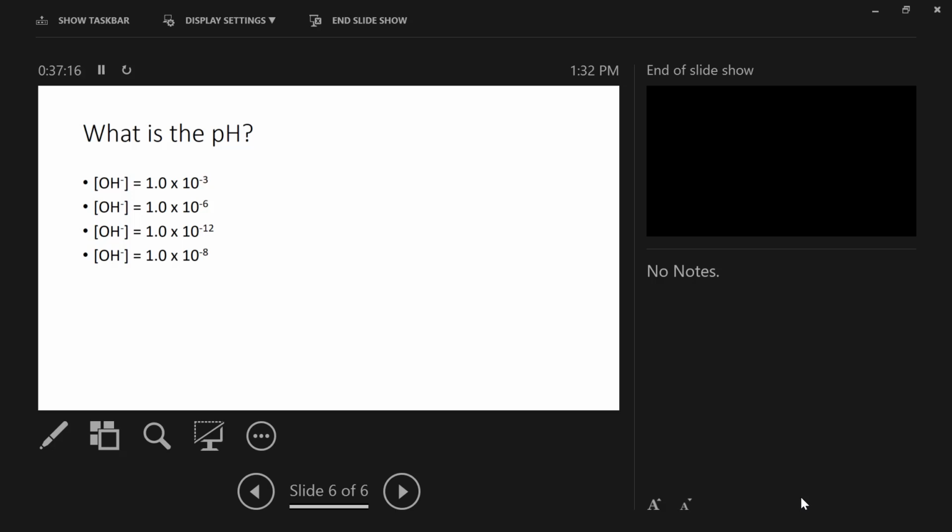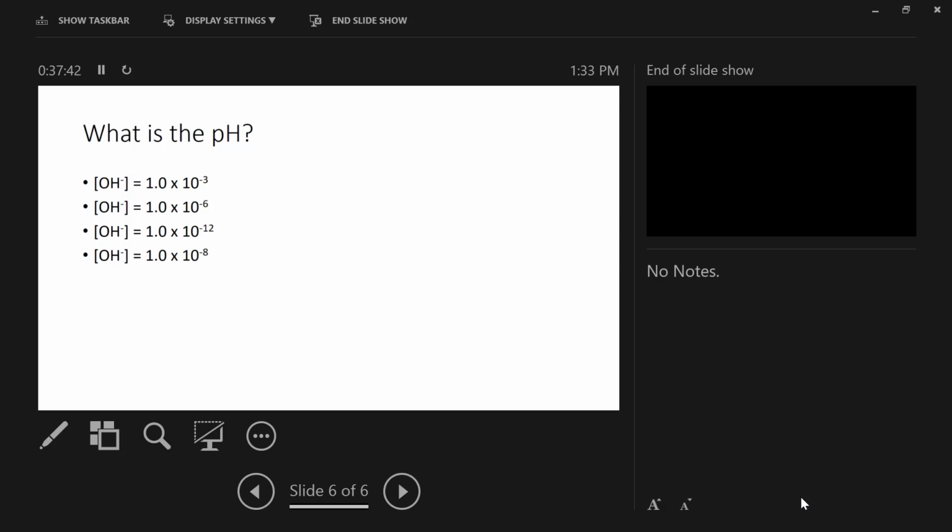All right. So, hydroxide ion concentration. This first one is equal to 1.0 times 10 to the minus 3. And again, we have two ways we can go about this. We can do it the more complicated way to figure out the pH, and let's get the hydrogen ion concentration first. Or we can do it the simpler way. But we'll do it both ways.